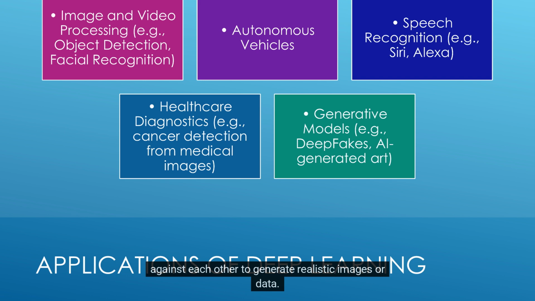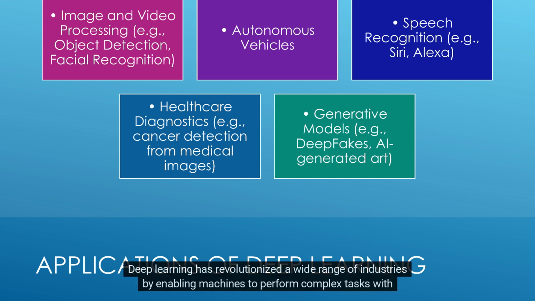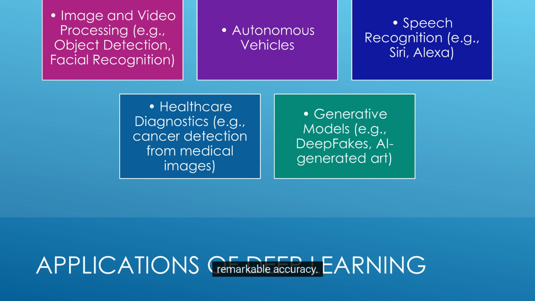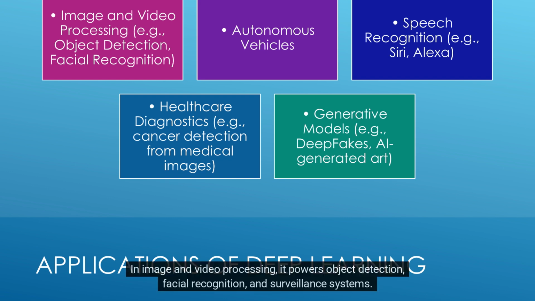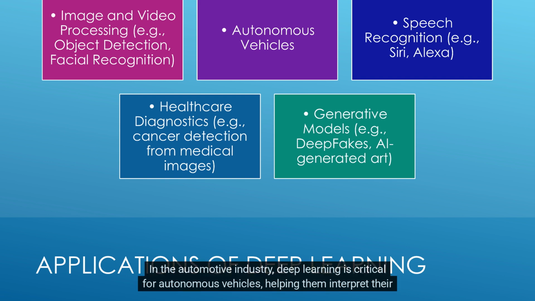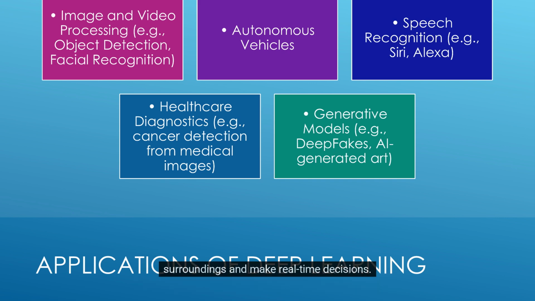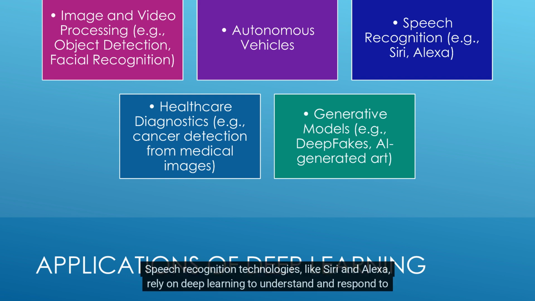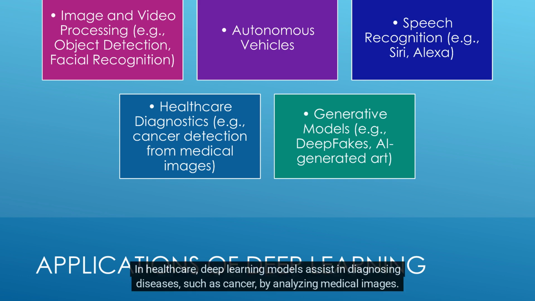Deep learning has revolutionized a wide range of industries by enabling machines to perform complex tasks with remarkable accuracy. In image and video processing, it powers object detection, facial recognition, and surveillance systems. In the automotive industry, deep learning is critical for autonomous vehicles, helping them interpret their surroundings and make real-time decisions. Speech recognition technologies like Siri and Alexa rely on deep learning to understand and respond to human language. In healthcare, deep learning models assist in diagnosing diseases such as cancer by analyzing medical images.